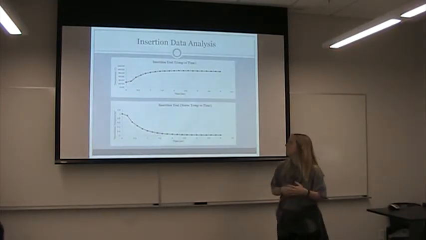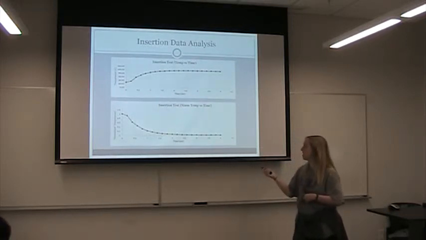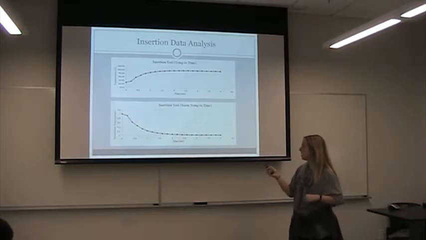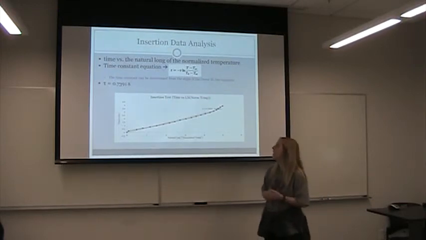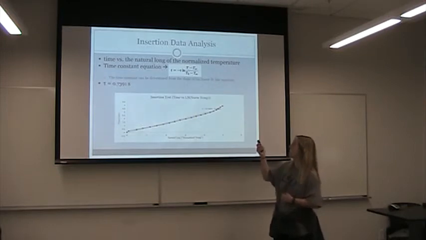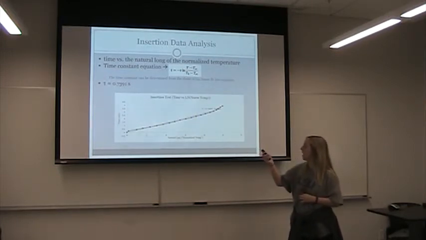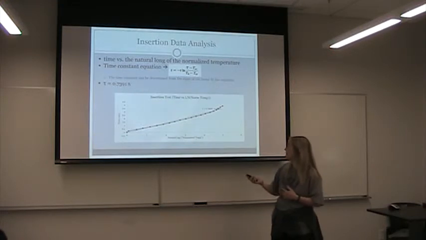These are just our two graphs for the insertion. The first one shows the original temperature versus time, and the second one is once we normalize the temperature versus the time. And then our last analysis that we had to do was with the natural log of the normalized temperature, which you can see the equation up here, and we got that it was 0.7391, and you can also see that it's determined from the slope of the linear fit line, which you can see here.